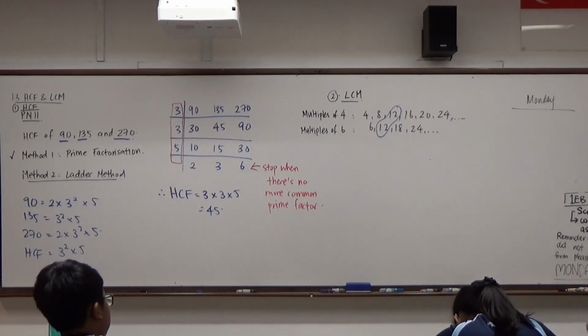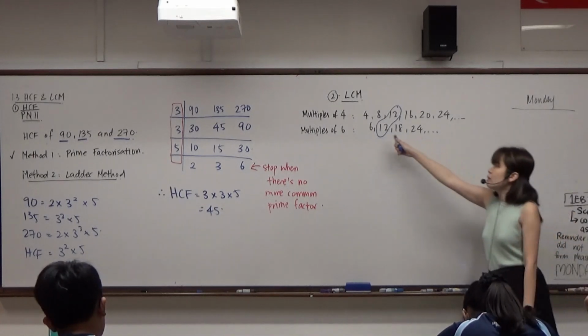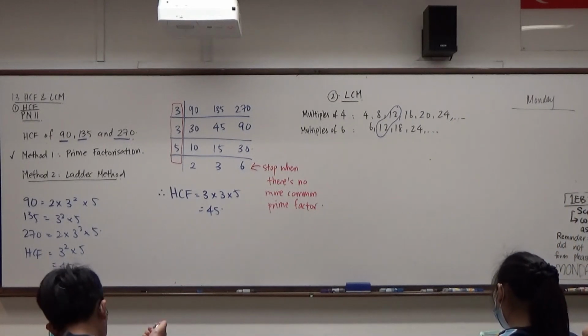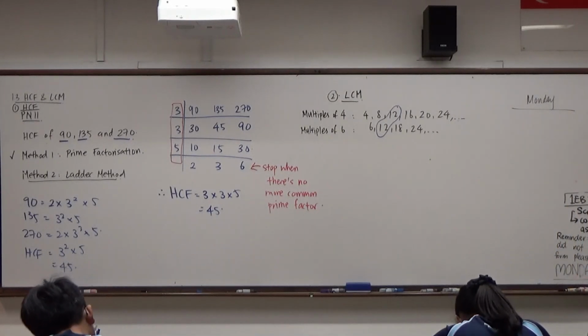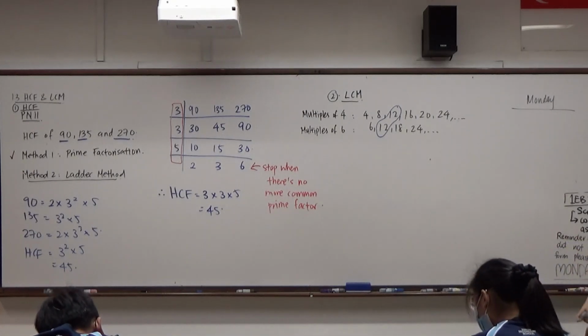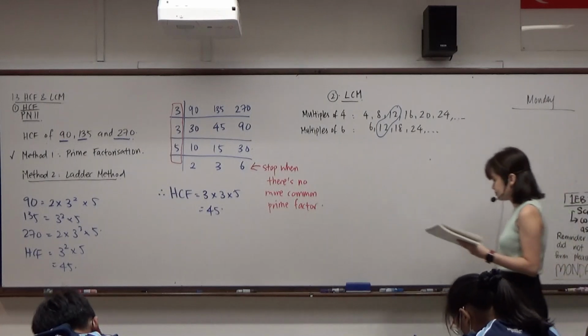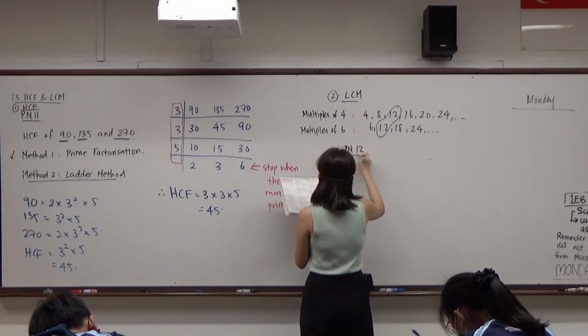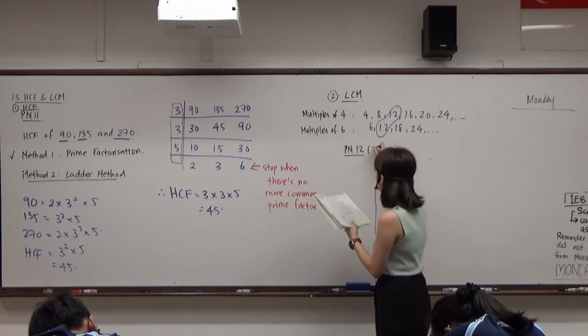But there are times when it is not so easy, when the common multiple doesn't come in so early in the series or in the sequence that we have. So therefore, we also want to have a more efficient method of finding our lowest common multiple. Right? So let's look at practice 12.